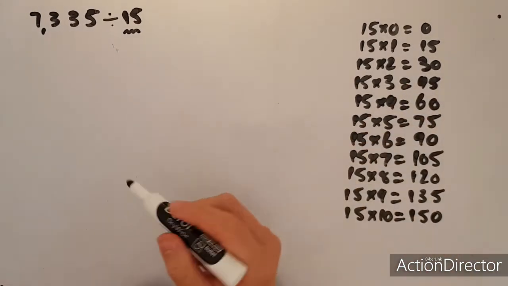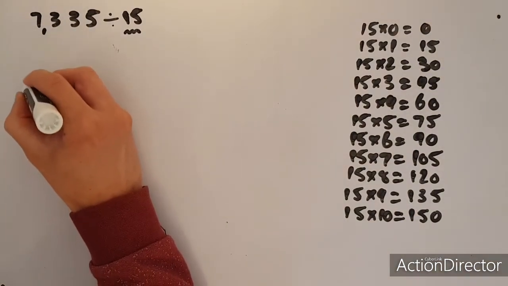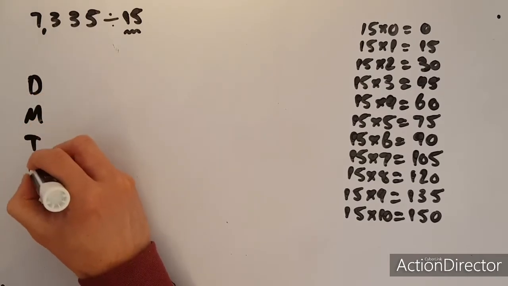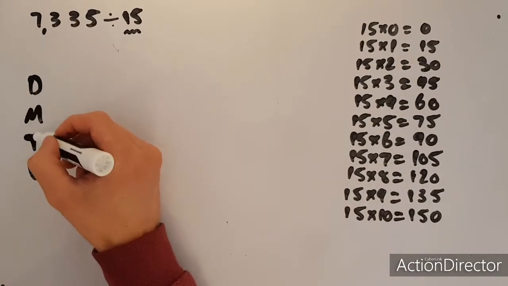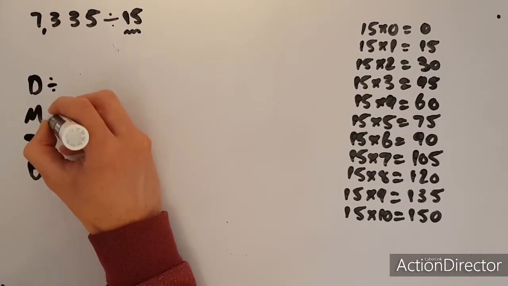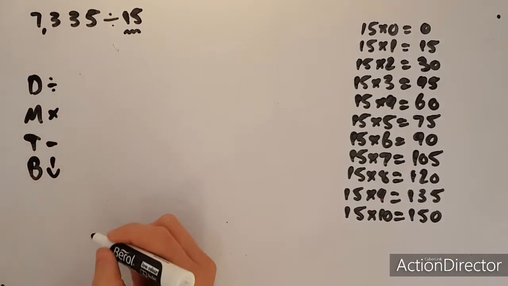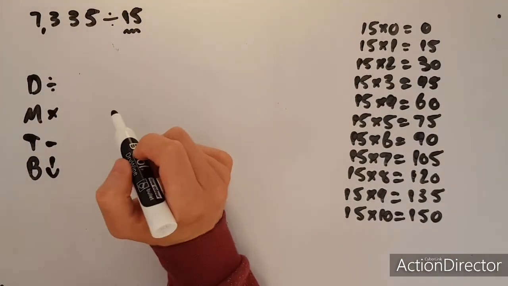Now, the next bit of preparation work we need to do is simply to write, don't miss the bus. And if you've watched our previous video, you will know already that don't miss the bus, DMTB, stands for divide, multiply, take away, and then bring down. Okay, so now I've done my 2 pieces of preparation work. I'm now ready to solve this calculation.